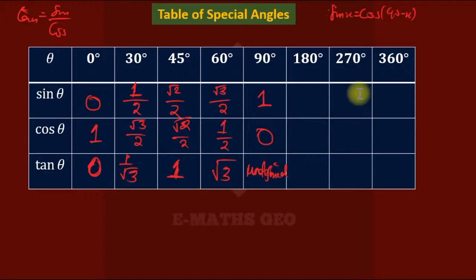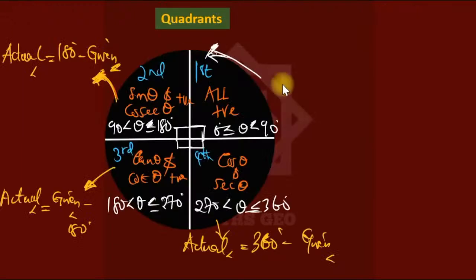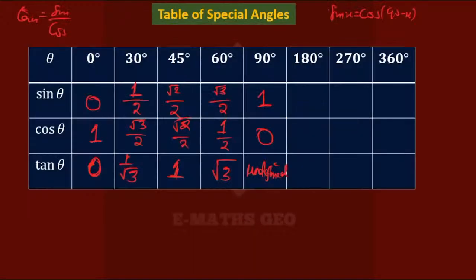So we know that in the second quadrant, the actual angle to use is now 180 minus the given angle. Now 180 happens to be the given angle, so 180 minus 180 is 0. So the equivalent is 0. But remember, it's only sine that is positive; cos and tan are negative. So this is equivalent to sine 0, and sine 0 is 0.